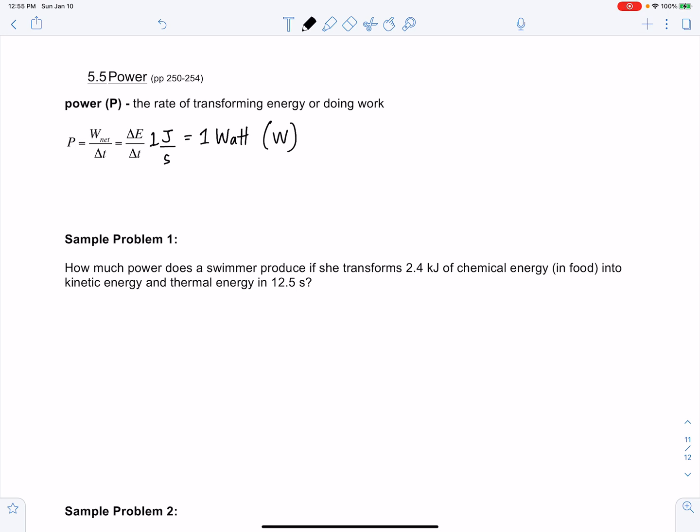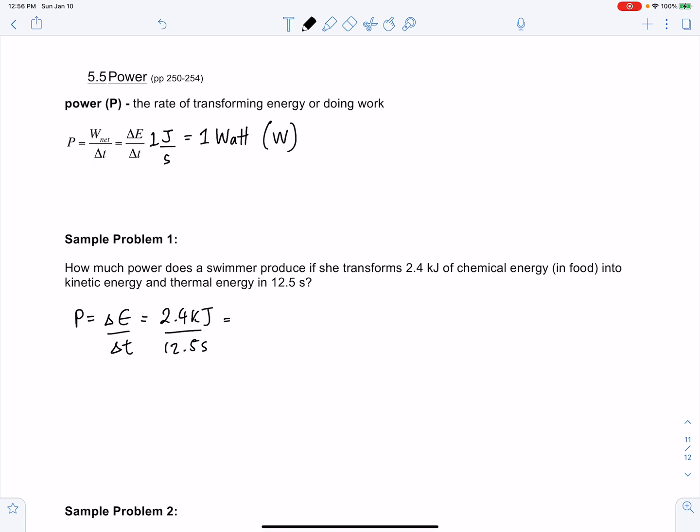Let's get straight to work with sample problem number 1. How much power does a swimmer produce if she transforms 2.4 kilojoules of chemical energy in food into kinetic and thermal energy in 12.5 seconds? So we know that power is equal to the change in energy over elapsed time, and she is burning through 2.4 kilojoules in 12.5 seconds.